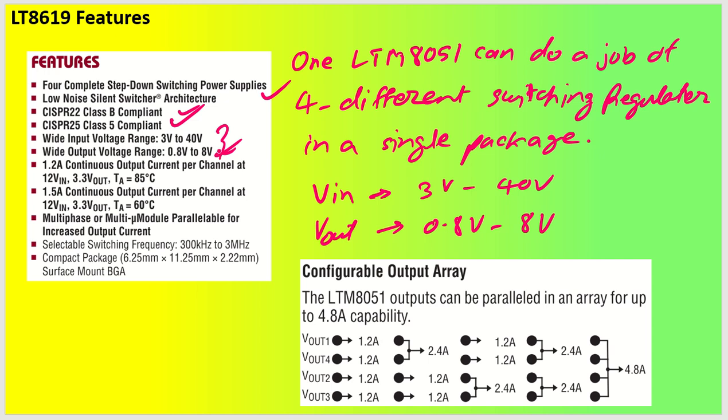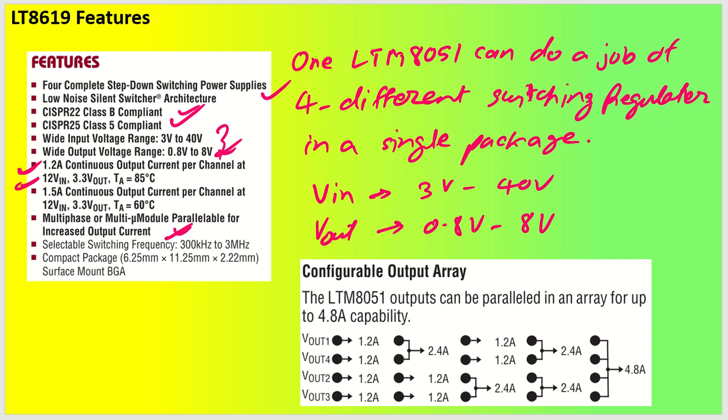It can give you 1.2 ampere continuous current output per channel at 12 volt input and 3.3 volt output, at 25 to 85 degrees centigrade. It can give you even higher current, let us say 1.5 ampere continuous current per channel at 60 degrees centigrade. So you see, when the temperature is reduced, it can give you higher current as well. It has multi-phase or multi-micro module paralleling for increased output current.